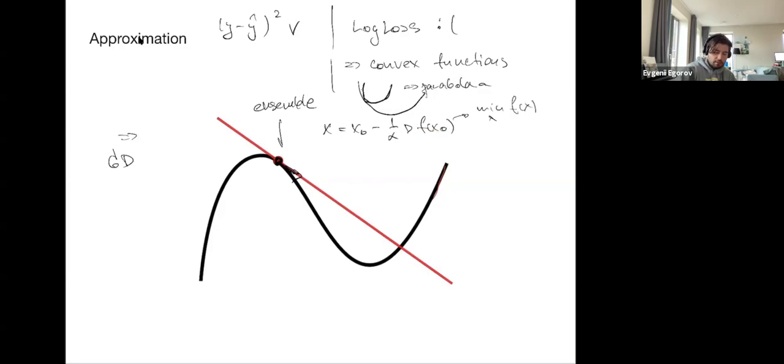Here we would like to say that the new ensemble is the old ensemble plus a new member. And this new member should be trained on the gradient of the loss function. And this will make the problem similar to training with MSE, and that always works.